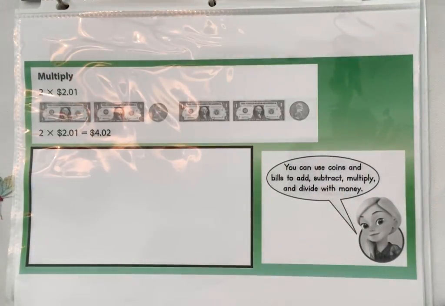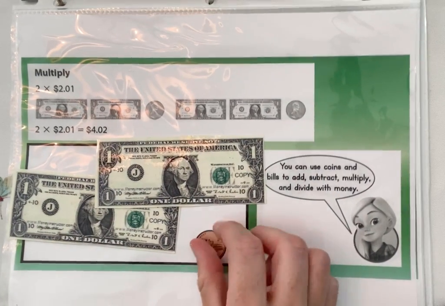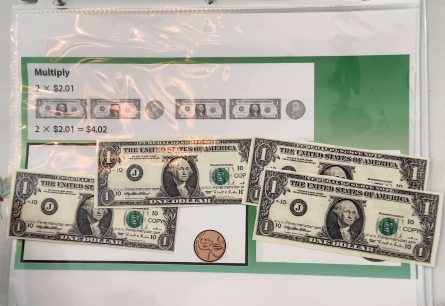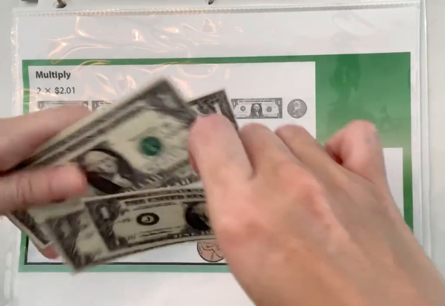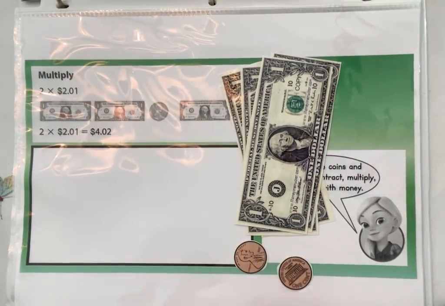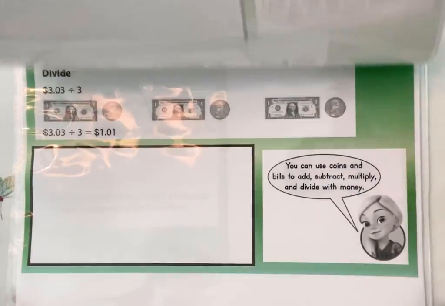You could multiply with dollars. $2.01 times 2. Well, aren't we doubling what we have? So here's another $2.01 times 2. Now we have $4.02. So we can multiply using coins and bills.